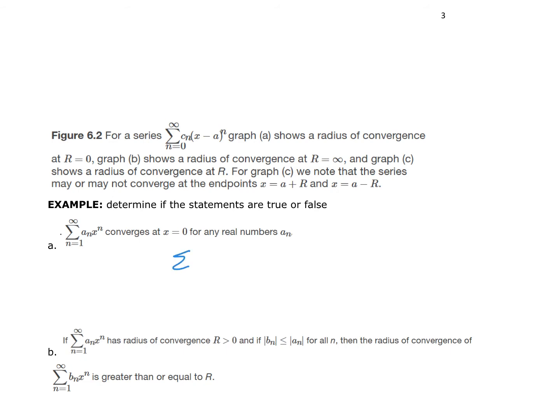Well, we have the summation of n equals 1 to infinity of a sub n. My x gets replaced with 0. A sub 1 times 0 to the 1 plus a sub 2 times 0 to the 2 plus dot, dot, dot, dot. And we can see that this is going to be 0. So no matter what I choose for a sub n, this will converge to 0. So this one is true.